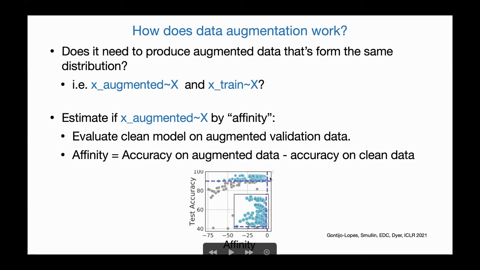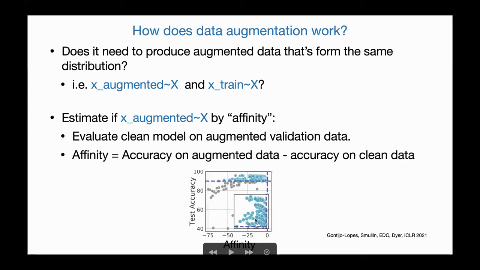So here we zoom into this inset, this part, where you can see that if your operation is high affinity, it's very likely to improve your generalization. So I think this shows that you don't have to have a high affinity operation to be helpful. But if you do have a high affinity operation, it's usually helpful. There are a few counterexamples to this.